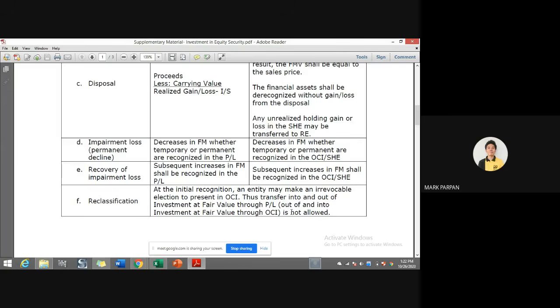Reclassification is not allowed. Meaning, once you elect it as fair value through PL, it is always fair value through PL. Once you elect it as OCI, it is always OCI. You can no longer transfer into and out of FVTPL and FVTOCI.